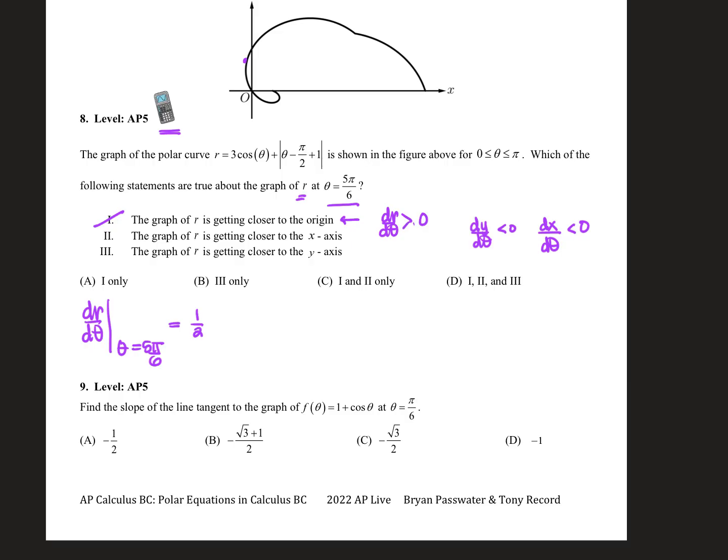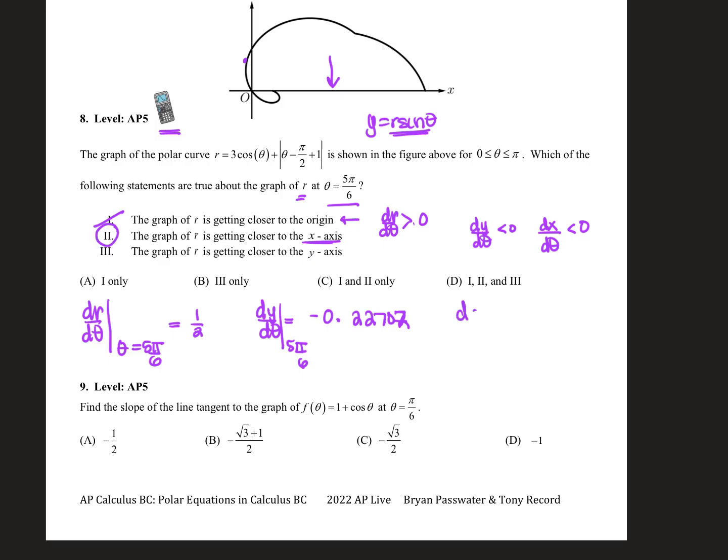Okay, so the next one we're going to talk about is the x-axis. If we're going towards the x-axis, we're going to be looking at dy d theta. So remember what y is. Y is equal to r sine theta. So put that in your calculator. And when we take that derivative at 5 pi over 6, we get the value of negative 0.22707, and that means that it is getting closer to the x-axis, so we know this is true.